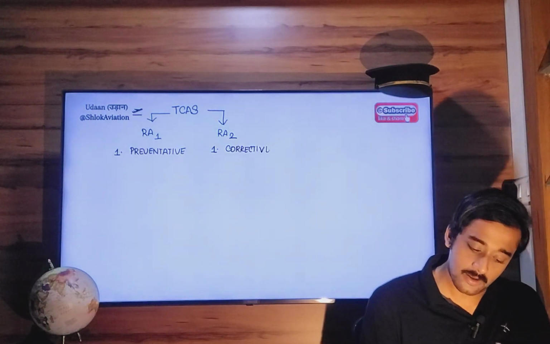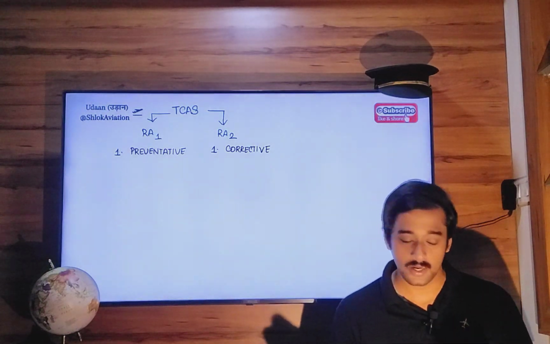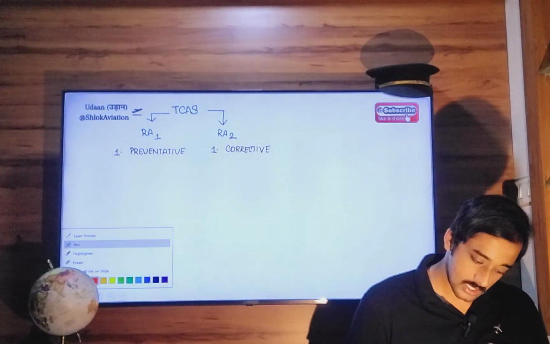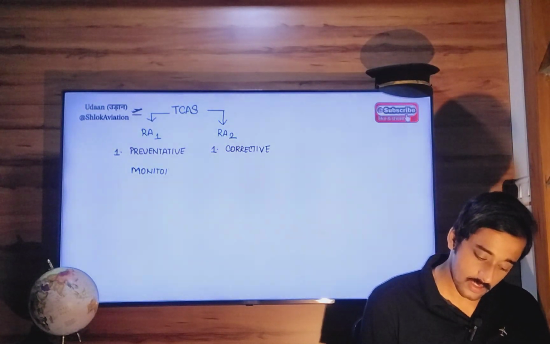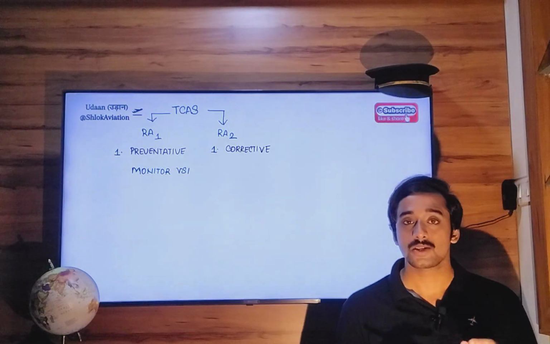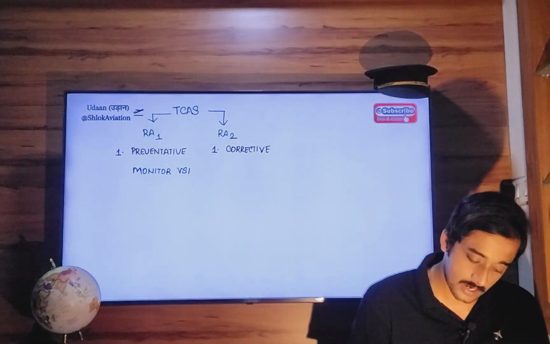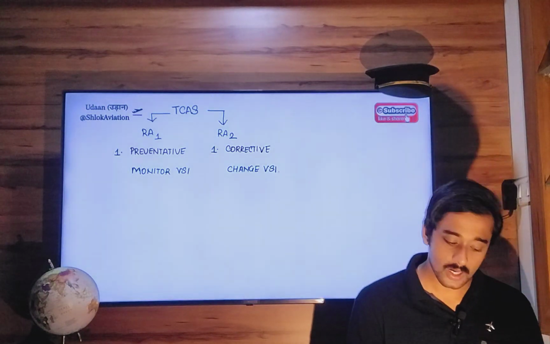In a preventative resolution advisory, you will be asked to monitor your vertical speed. You will be asked to monitor the vertical speed of your aircraft. In the corrective resolution advisory, you will be asked to change the vertical speed of the aircraft. So what happens in preventative?